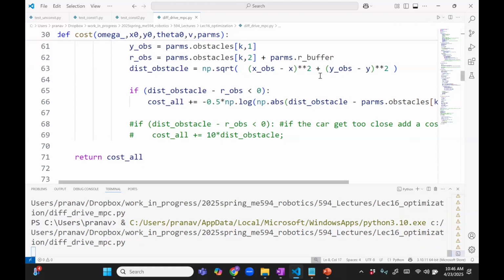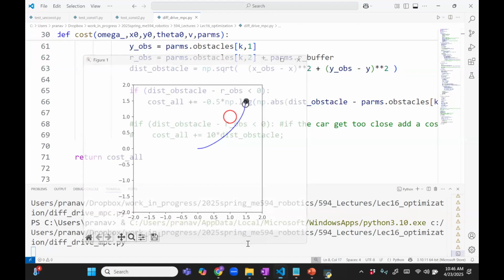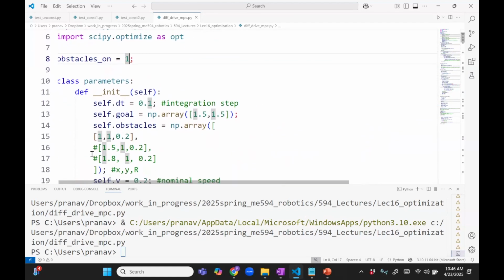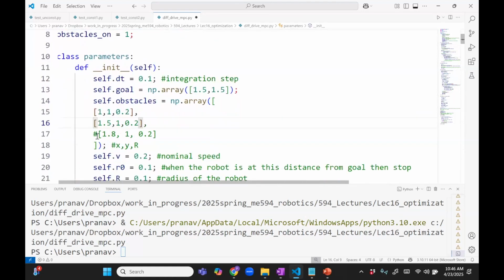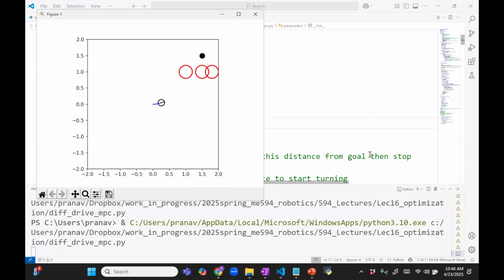Running this now with one obstacle, it should take a little more time because now it becomes no longer linear. It goes fine. We could add more obstacles and see if it does any better. So here are 3 obstacles. Now it decided to go to the left. It's a goal. Okay.